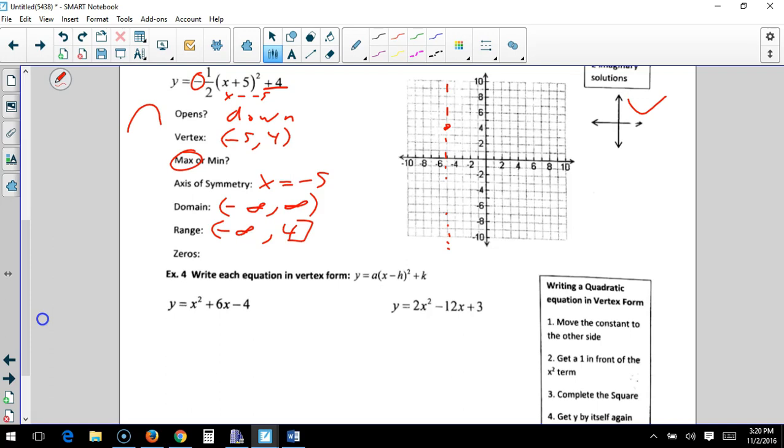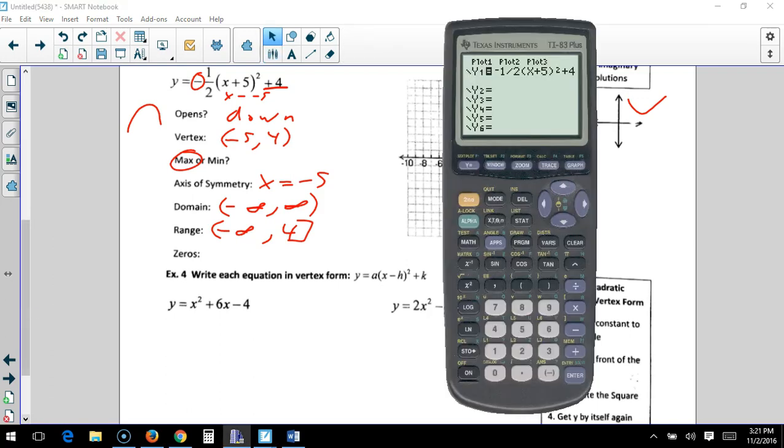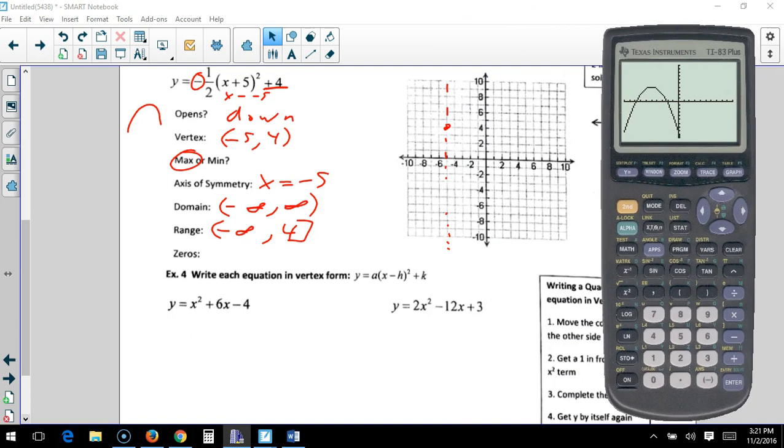Zeros, let's use the calculator. So you put in your calculator, -1/2, parentheses, x plus 5, parentheses, squared, plus 4. And you hit graph. Okay, so I just entered it right there. The key point is, remember, when you're putting in negative, use the gray negative key, not the blue minus key. Then we hit graph. That's about where we said it should be, right? And we can verify that by looking here. Okay, and then we can just use these points to graph it.